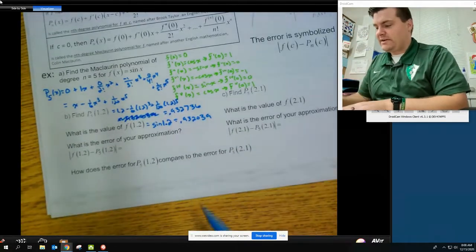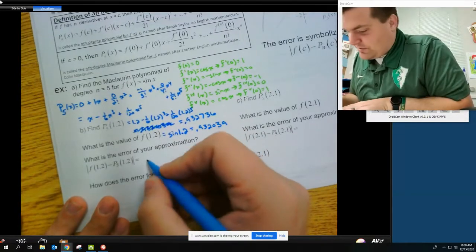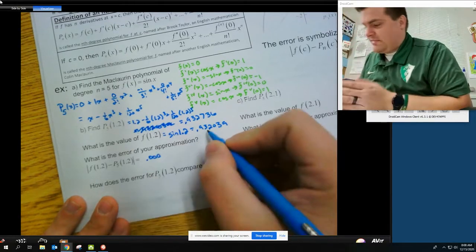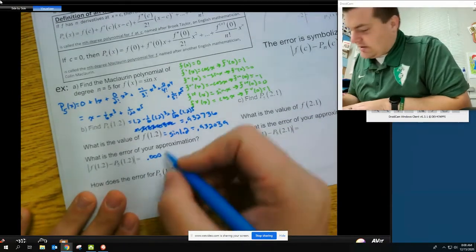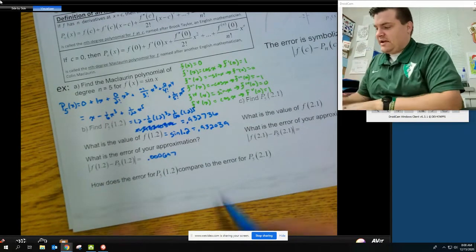So what's the error in the approximation? If I just subtract these two values from each other, the error here is going to be 0.000697, because if you look, they match the first three decimals. All right, so that's the error for that.